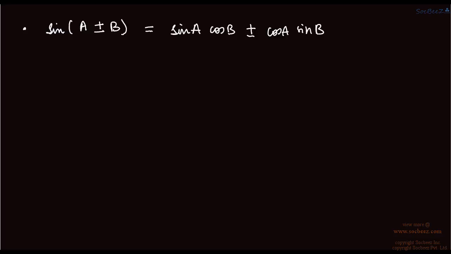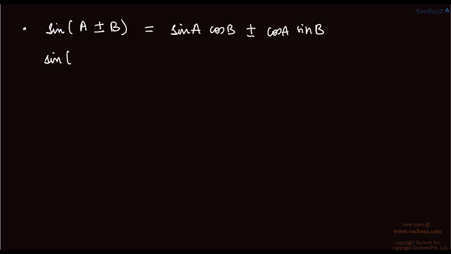The next point is trigonometric functions of sums and differences of two angles. Let's say we have two angles A and B. Then sine of A plus minus B is equal to sine A cos B plus minus cos A sine B. Fine.